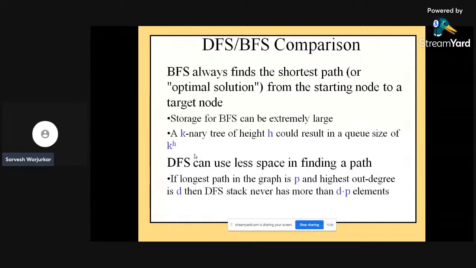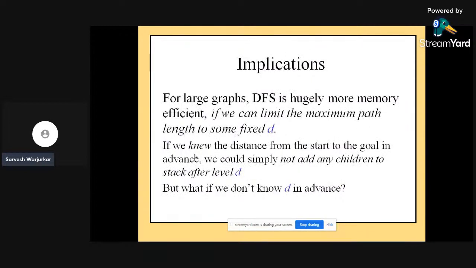DFS can also use less space in finding the path. If the longest path in the graph is P and the highest out degree is D, then the DFS stack never has more than D multiplied by P elements.